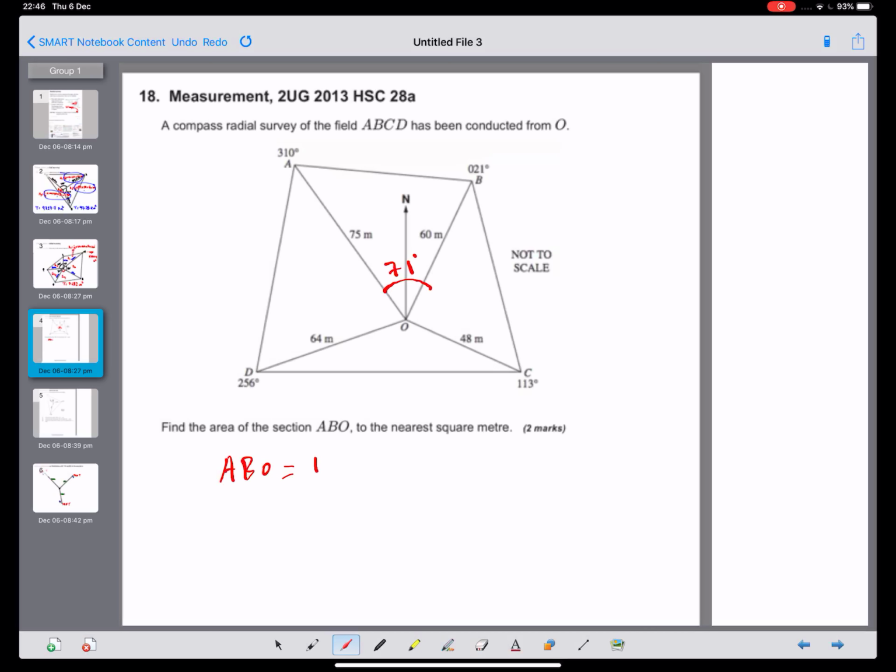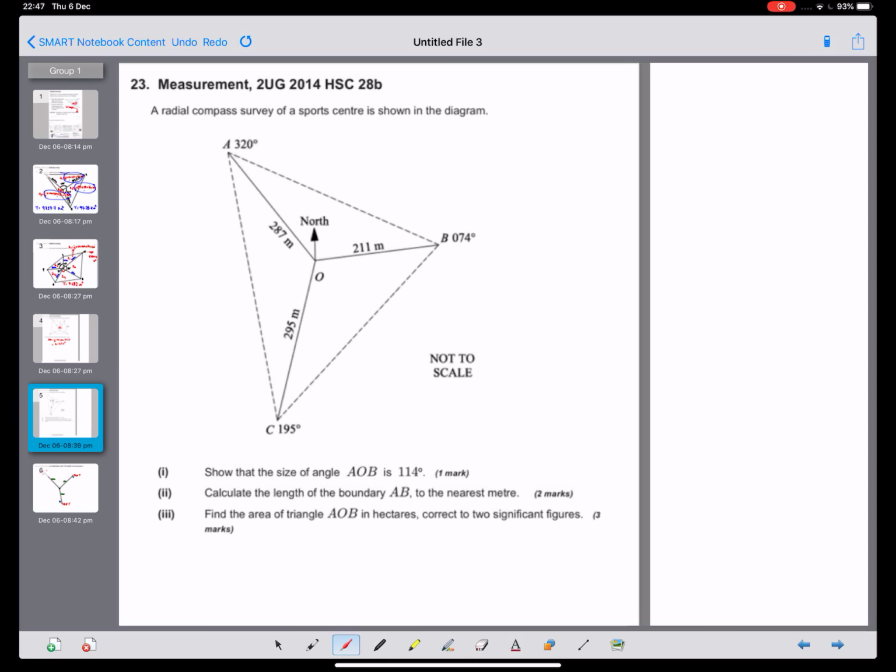So the area of ABO is simply half multiplied by 75 times 60 multiplied by sine 71. We're asked to find the nearest square meter, so that's going to give 0.27 meters squared. Okay, I think that's pretty straightforward. Let's look at another question.